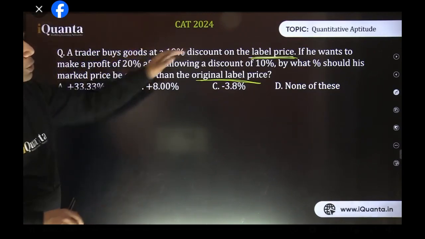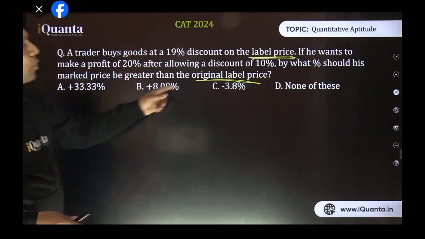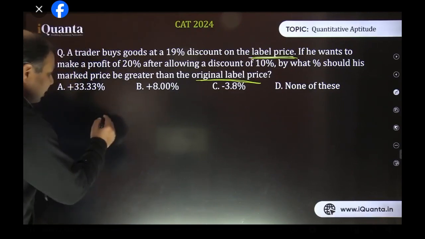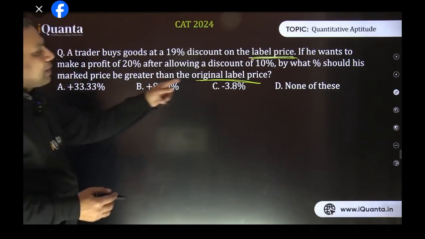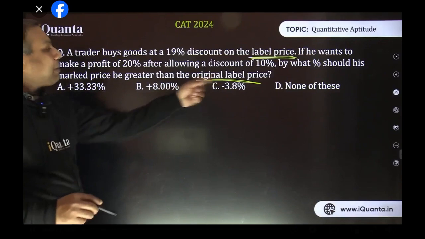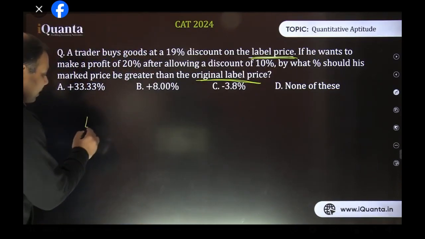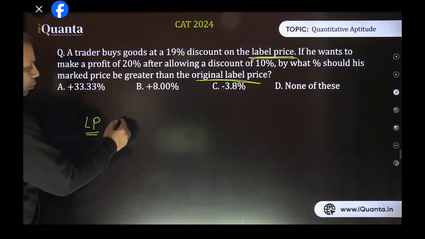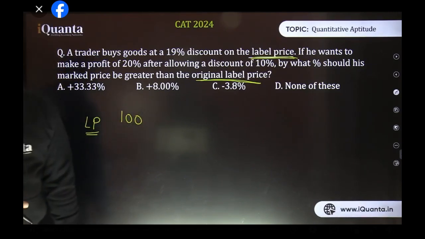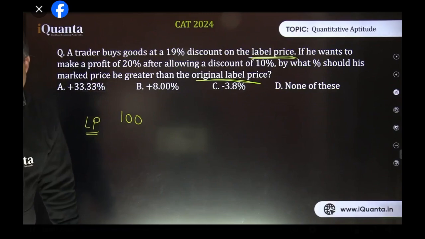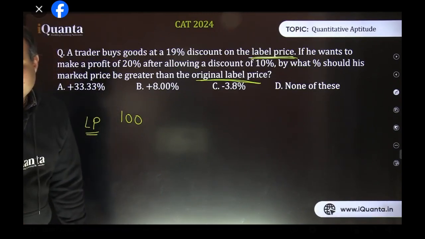If we go just by the storyline, let's assume the original label price to be 100. If I'm assuming values, I should start with the original label price, because the question asks by what percent the mark price should be greater than the original label price. So let's take the original label price, LP, to be 100. Can you tell me what is the actual cost price of this trader? What is the cost price of this trader?